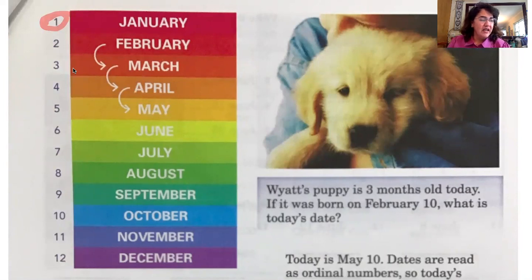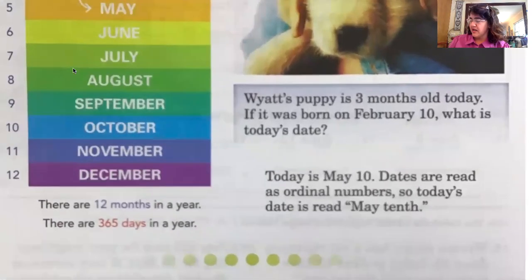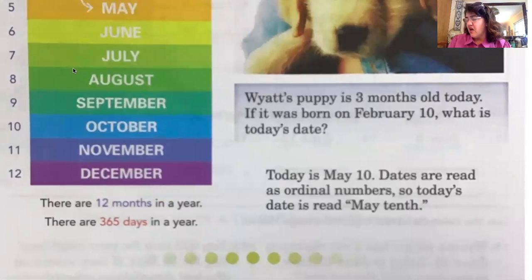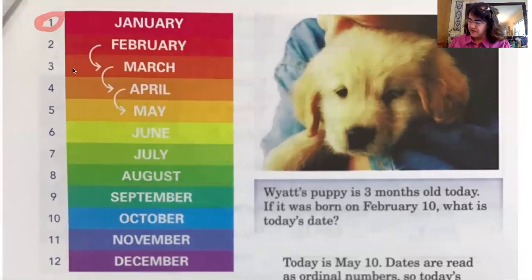So let's go ahead. I'm going to jump into your lesson. Let's take a look at where we are. Let's read the blue square on your paper. It says Wyatt's puppy is 3 months old today. What if it was born on February 10th? What is today's date? Well, friends, we know how to count forward and we know how to count backward. If the puppy is 3 months old today and today is February the 10th, we just have to count back from there, right? Oh, it was born on February 10th.